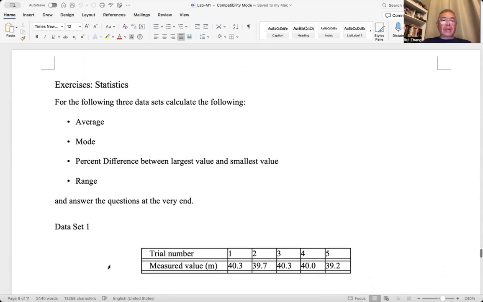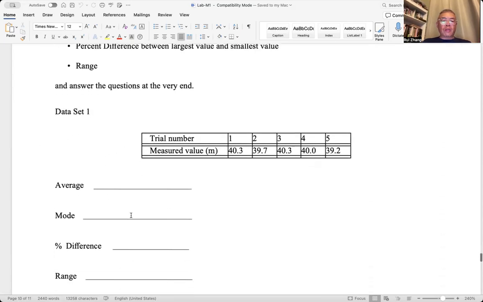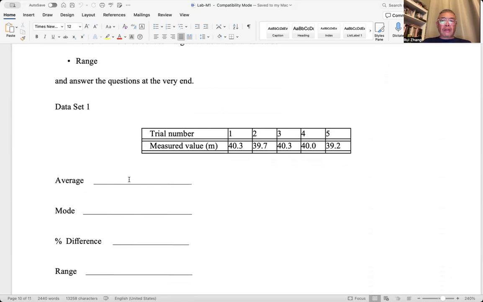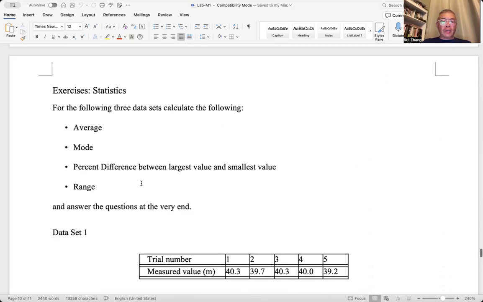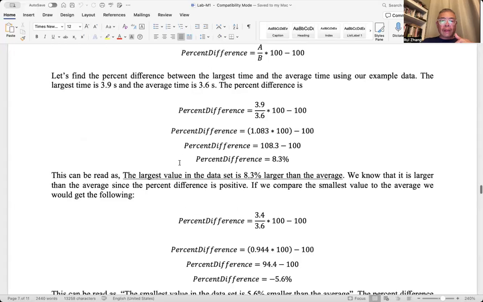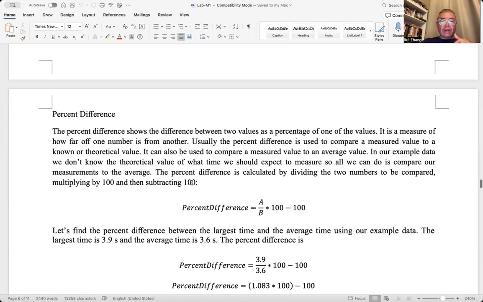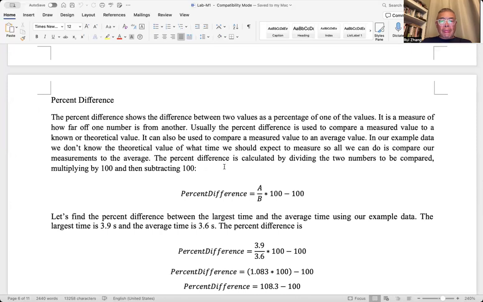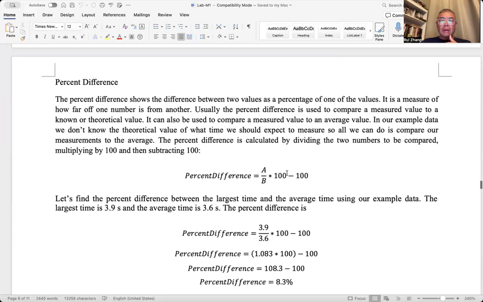For the second part, statistics, everything should be straightforward. Just follow the definition and example in the handout to calculate this. For the percent difference, just keep in mind you're doing the difference between the largest and smallest value. So the largest value is kind of like your value A, and then the smallest value is kind of your value B. First and second, okay?